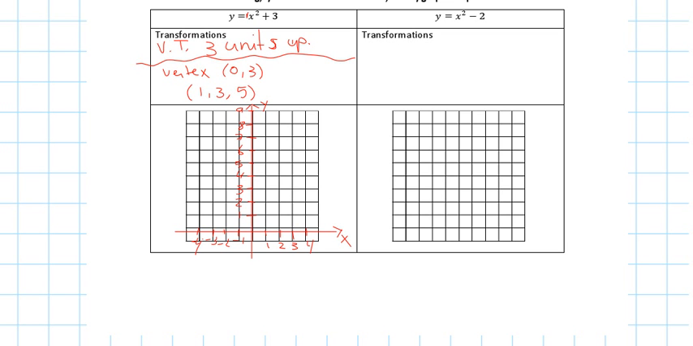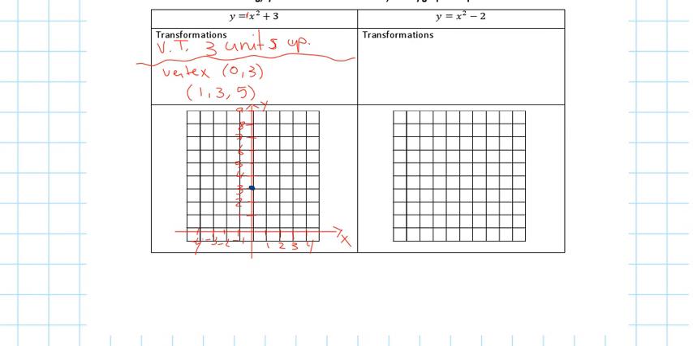So, vertex is, where's my vertex? 0, 3, so it's right here. Is that right? Okay. Then to find my next point, what do I do? Up 1 over 1. Because that's what my step pattern says. My step pattern says I have to go up 1 over to both sides 1. So up 1 over 1.